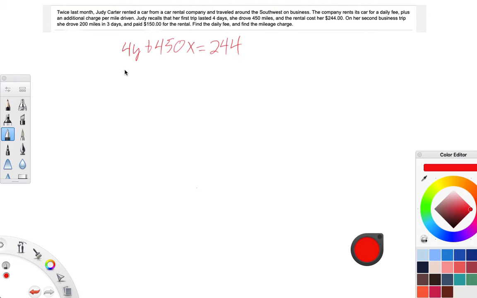And then my other equation is going to be 3y plus 200x is equal to 150. And because I'm solving by elimination, you wouldn't have to do this by elimination, you could do this by any of the other methods. Graphing might be a good way to do this one, but because we're trying to practice elimination, I'm going to multiply this bottom one by 4. I'm going to try and get rid of my y. And I'm going to multiply the top one by 3. Again, this isn't the way you have to do it. It's just one way to do it.